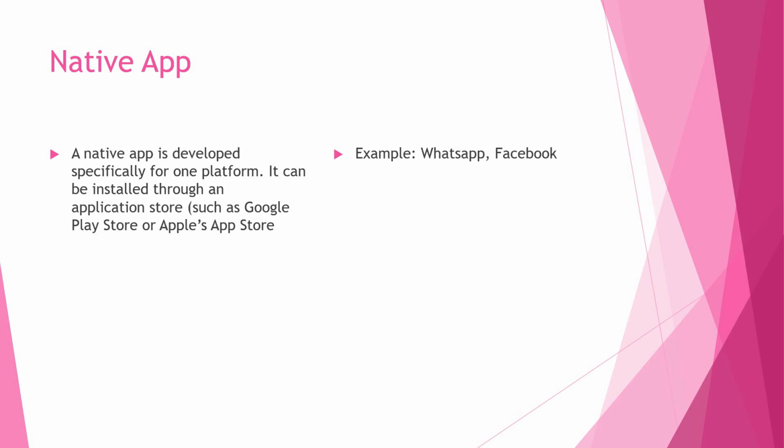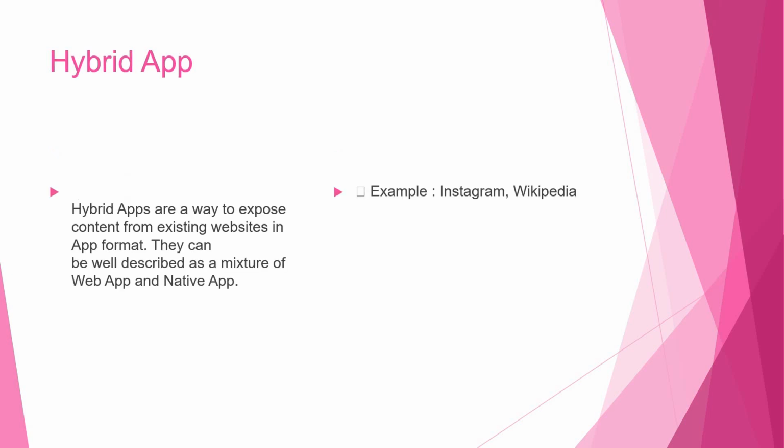We also have mobile app types. First, we have native apps. A native app is developed specifically for one platform. It can be installed through an application store such as the Google Play Store or Apple App Store. Examples are WhatsApp and Facebook. We also have hybrid apps. Hybrid apps are a way to expose the content from existing websites in app formats. They can be described as a mixture of a web app and a native app. Examples are Instagram and Wikipedia.